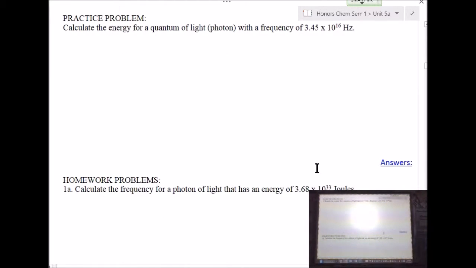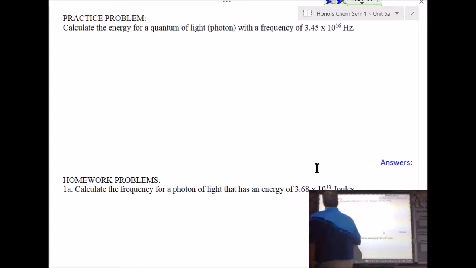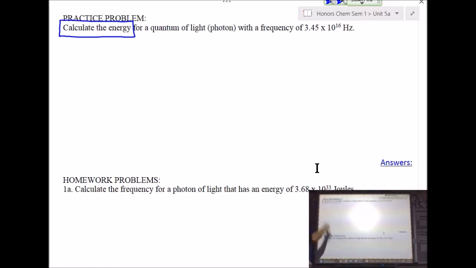Alright, so let's take a look at this. Our one and only practice problem, and then your homework is right below. It says calculate the energy of a quantum of light. Ooh, quantum of light, also known as a photon. So, calculate the energy of a photon of light that has a frequency of 3.45 times 10 to the 16 hertz. What should you do with that unit hertz?